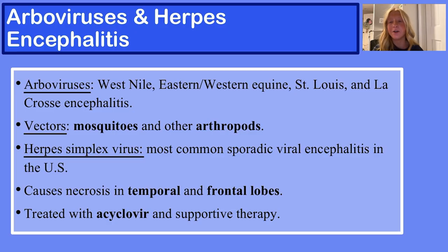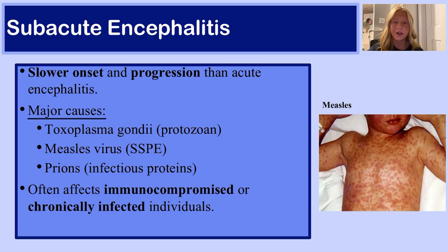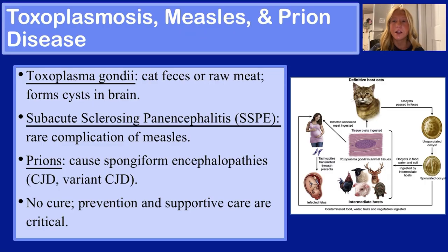And then immediate treatment of acyclovir is crucial to prevent neurological damage. So now I'm going to talk about these 3 causes of subacute encephalitis.